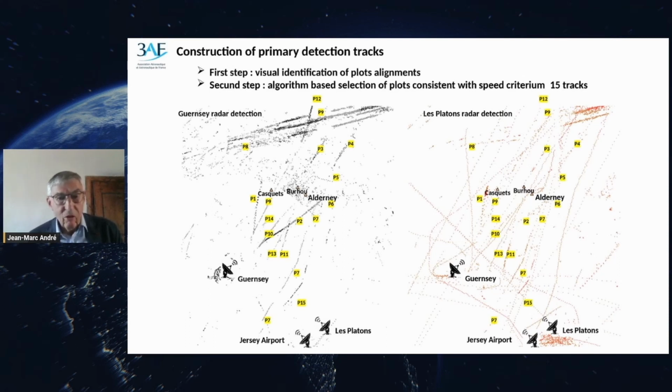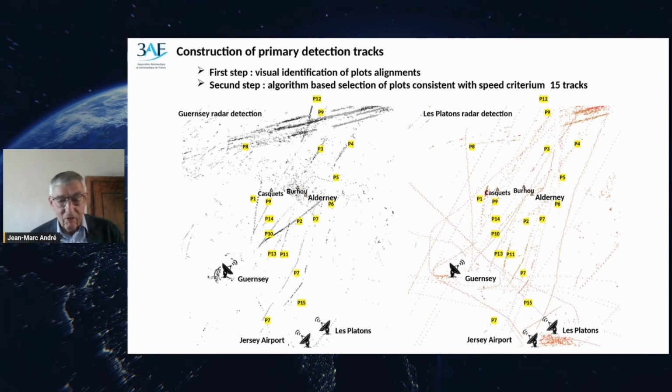We note that almost all of the trajectories are oriented approximately 030 or 210 degrees. The speeds that we can calculate spread from 11 to 50 knots. We have a lot of low speeds, which makes it difficult to say if the mobiles are boats, microlights, or light aircraft.